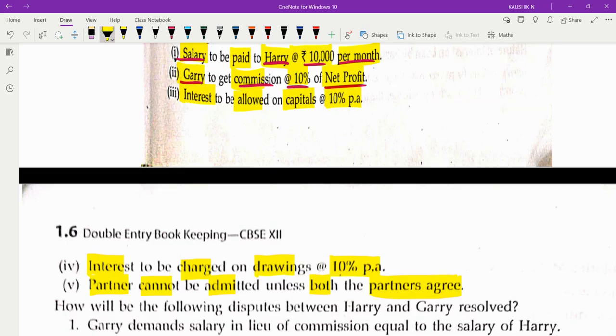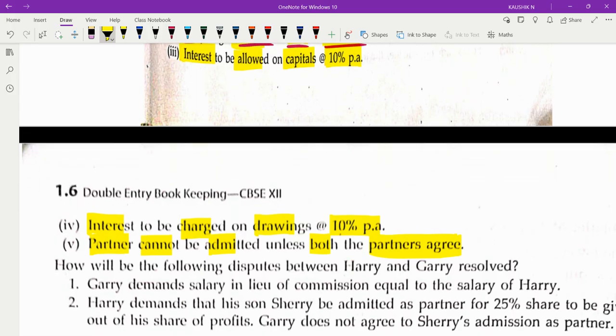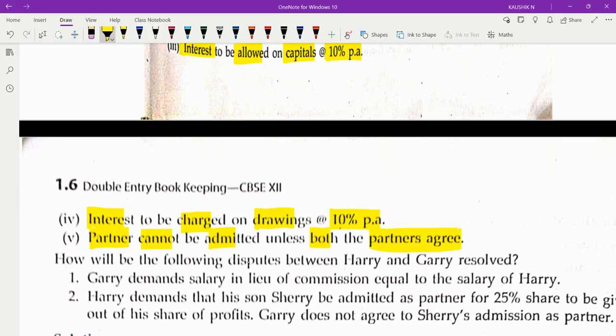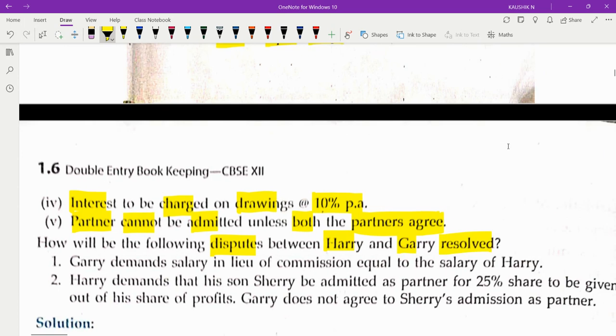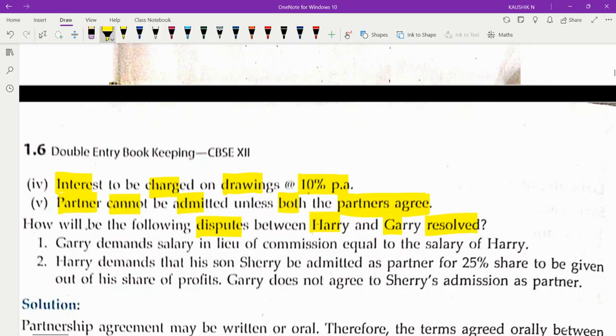But what is the actual question that talks about? Let's drill further. How will the following disputes between Harry and Gary be resolved? The first dispute comes in such a way. Number one, Gary demands salary in lieu of commission.